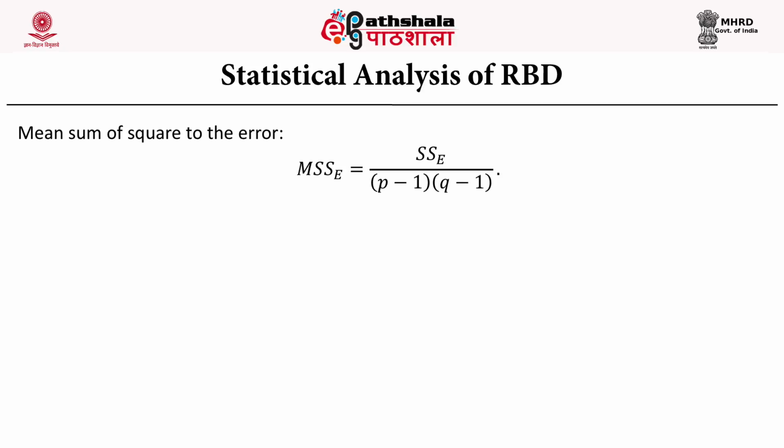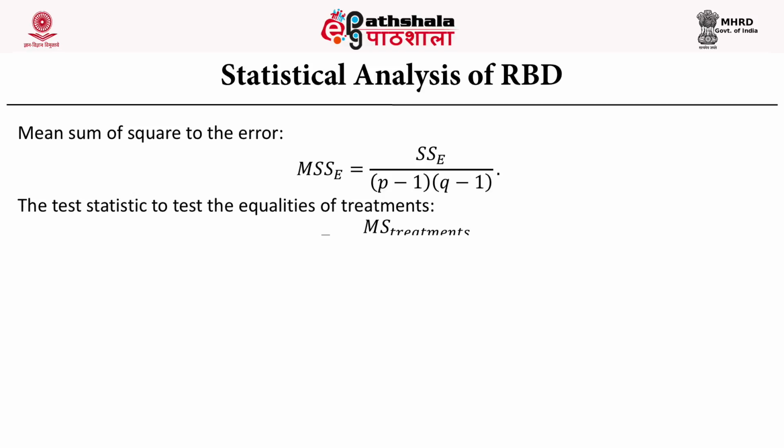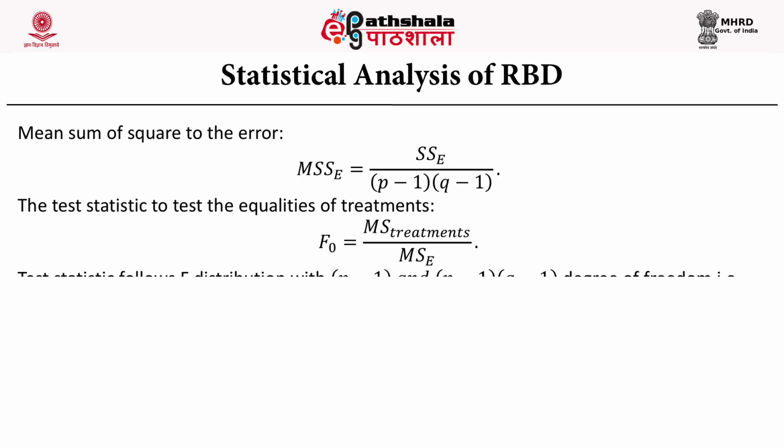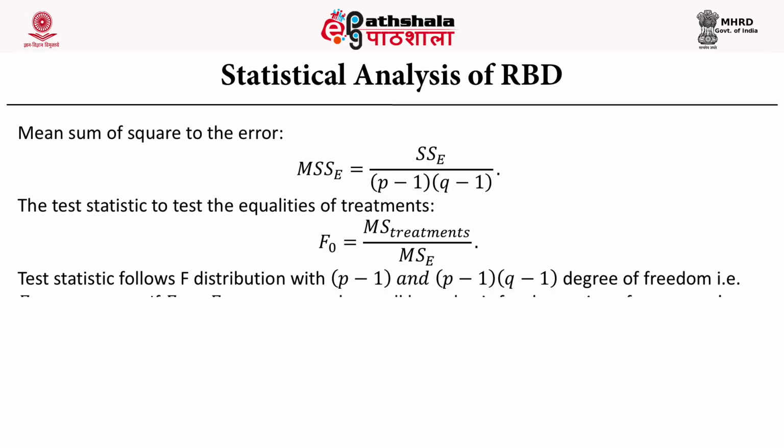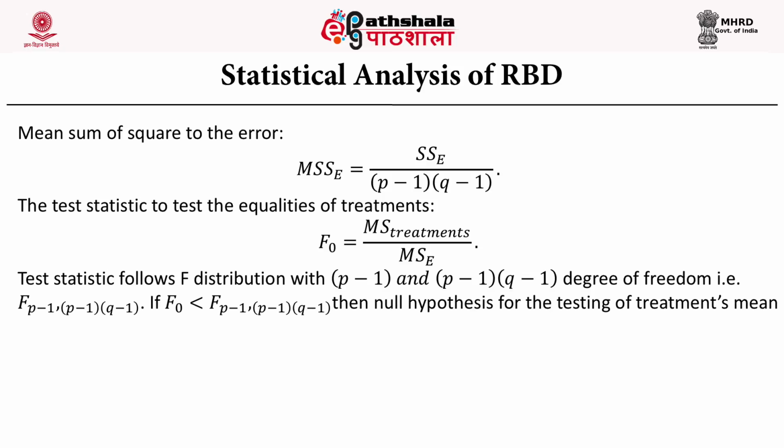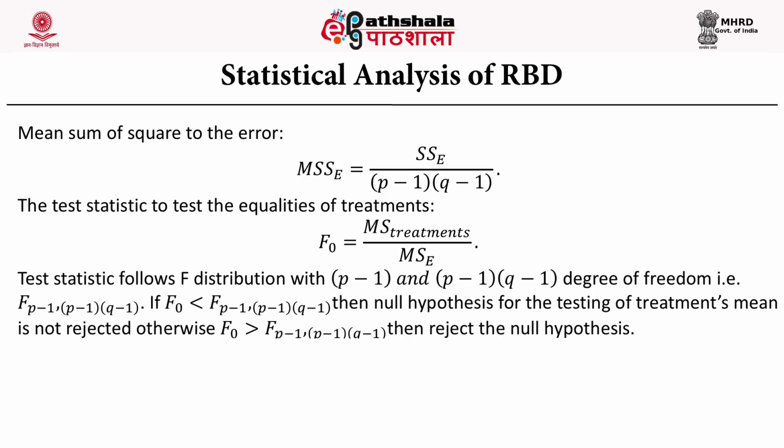The test statistic to test the equality of treatments is F naught, which is equal to mean sum of square of treatment divided by mean sum of square of error. The test statistic follows an F distribution with P minus 1 and (P minus 1)(Q minus 1) degrees of freedom. If F naught is less than F with P minus 1 and (P minus 1) into (Q minus 1), the null hypothesis for the testing of treatment means is not rejected. Otherwise, if F naught is greater than the tabulated F, then reject the null hypothesis.